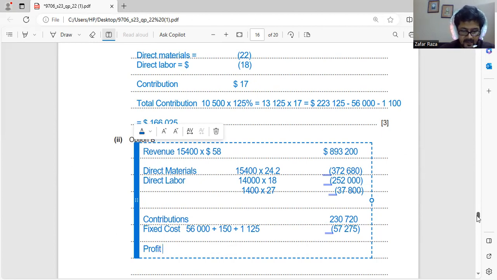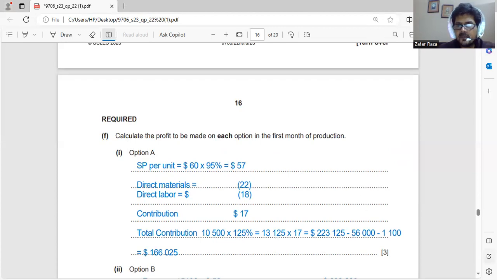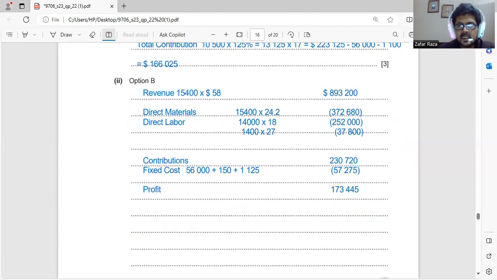So profit would be 230,720 minus 57,275, which is 173,445. Now see, students, in the current situation we are earning a profit at 75% capacity of 40,000. If we use option A, we'll earn a profit of 166,250. And if we go for option B, we'll earn more, 173,445.